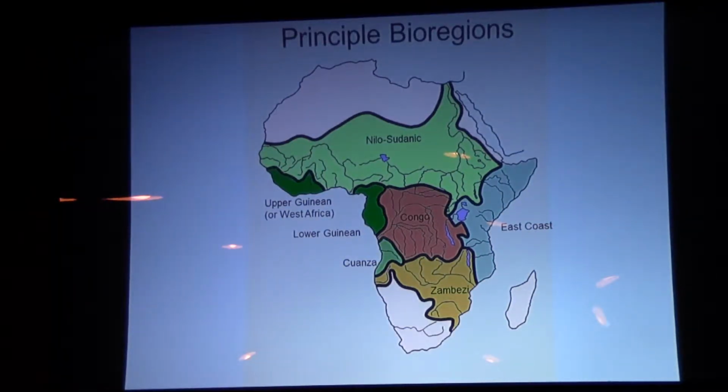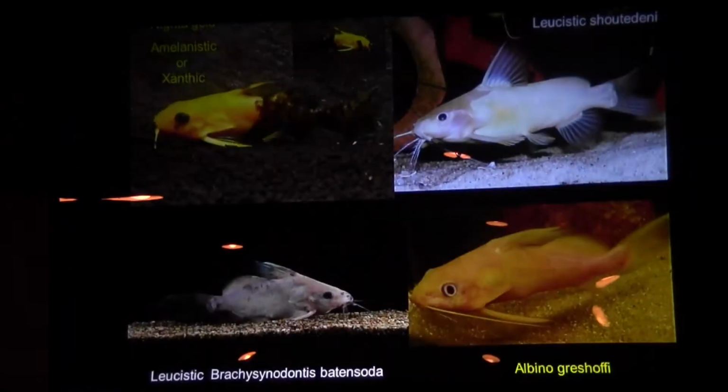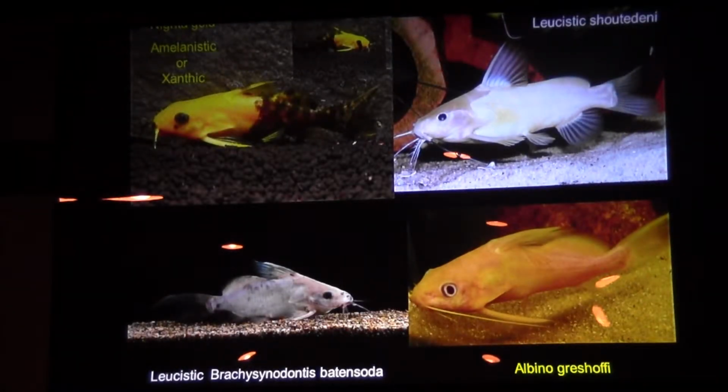Okay, so that's the principal bioregions. Moving on to various things having to do with Synodontis. Over the years I've seen albino grishaffe, leucistic Synodontis batensoda, and leucistic schoutedeni. This one here was in Germany, and it turned white, and it was perfectly healthy. There was nothing wrong with it. It just went from wild color to white like that.